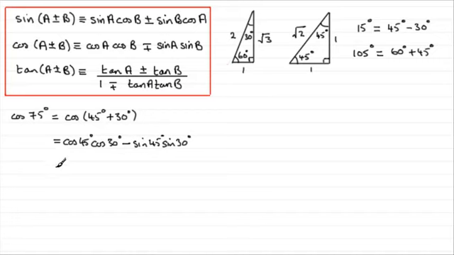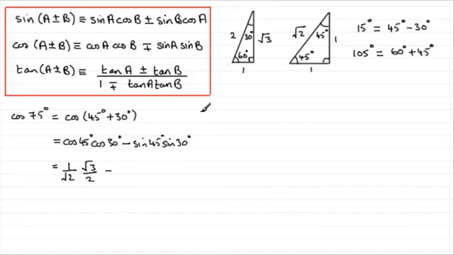Now we can use our triangles because we're going to go for the exact value. So when it comes to the cosine of 45 degrees, that's adjacent over hypotenuse. So if we take this 45, the 1 is the adjacent, the hypotenuse is the root 2. So we have 1 over root 2. And we multiply this with the cosine of 30 degrees. So again, adjacent over hypotenuse means we have root 3 over the 2. So that's being multiplied by root 3 over 2.